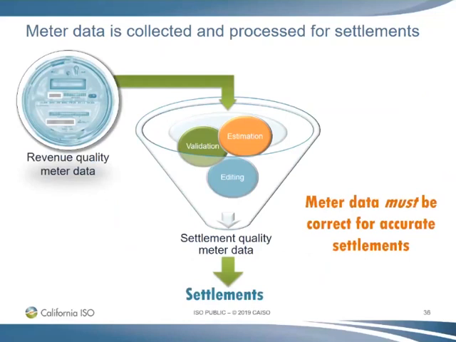Meter data is collected in one of two ways. The meter can be directly polled by the ISO, or meter data can be sent in by the scheduling coordinator for the purpose of reporting the actual performance of the resource.